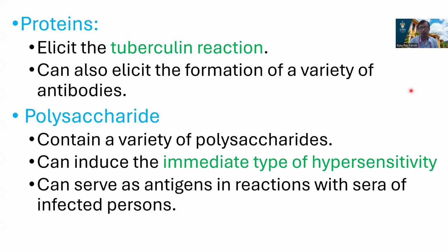Polysaccharides contain a variety of polysaccharides and can induce the immediate type of hypersensitivity. They also serve as the antigen in the reactions with the sera of infected persons. So we have discussed the pathogenesis that is carried out by the different virulence factors. The virulence factors are the cell wall that contains the lipids, proteins, and the polysaccharides.